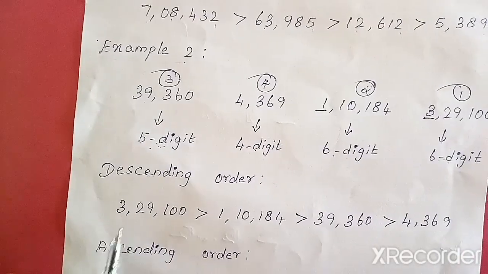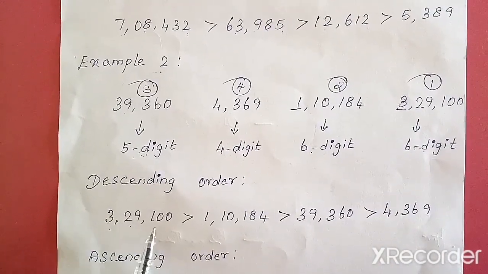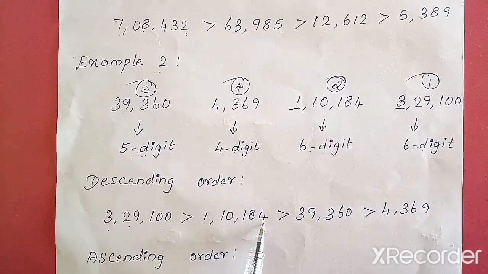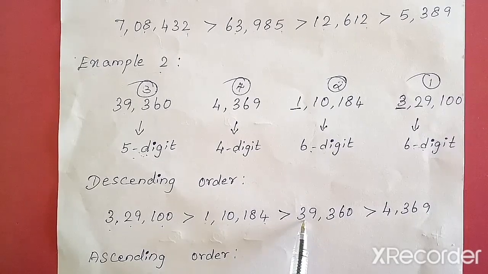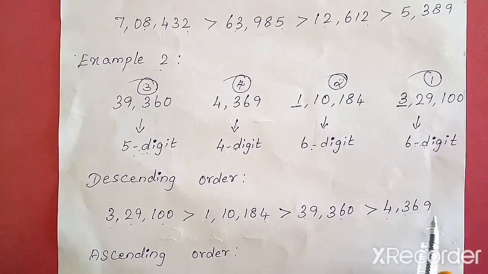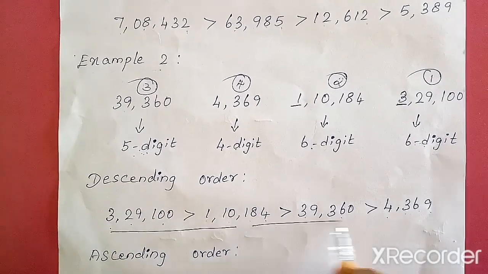So here I have arranged those numbers in a descending order. First 3,29,100 comes first. Then 1,10,184 comes. Then 39,360 and at last 4,369. So I have arranged them in descending order.